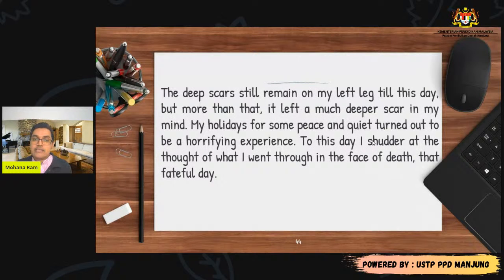The deep scars still remain on my left leg till this day. But more than that, it left a much deeper scar in my mind. My holiday for some peace and quiet turned out to be a horrifying experience. To this day, I shudder at the thought of what I went through in the face of death, that fateful day. And the last paragraph.